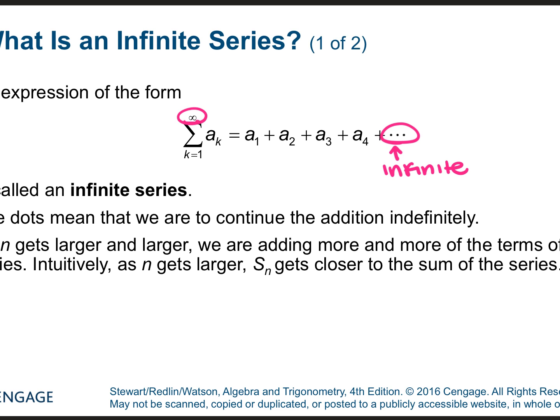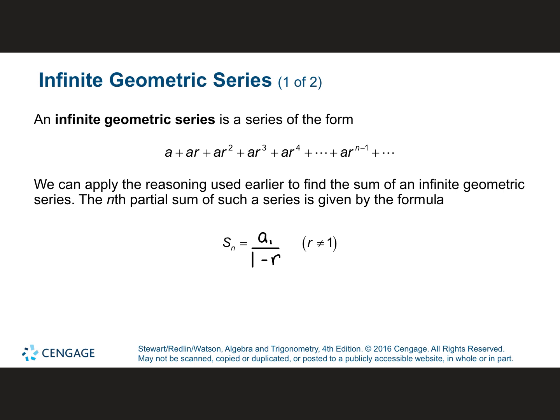Okay? There is a different formula for you to use when it asks you about your infinite geometric sequences. That formula is going to be this one down here, which is that S sub n is equal to a sub 1 over 1 minus r. So this one's a little bit easier to work with than your partial sums.